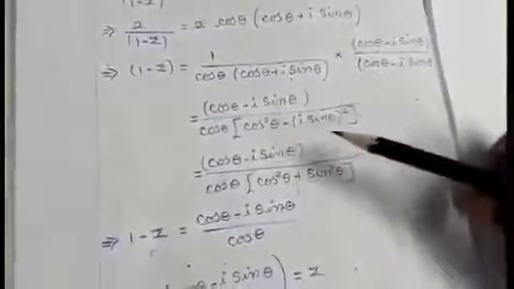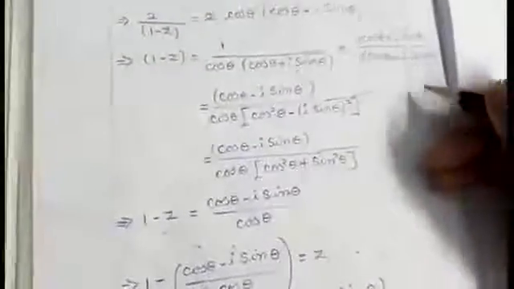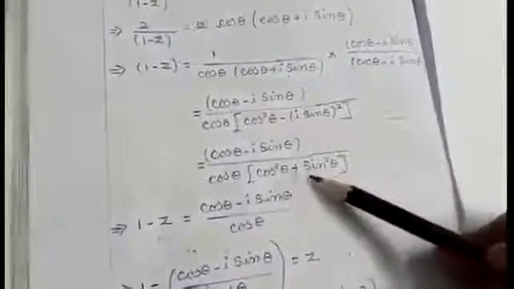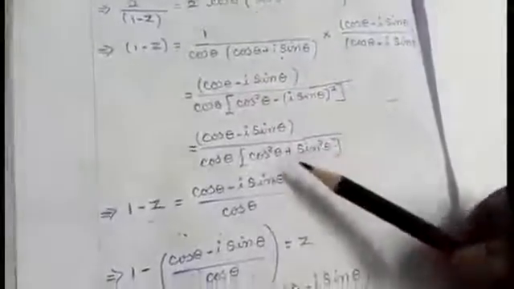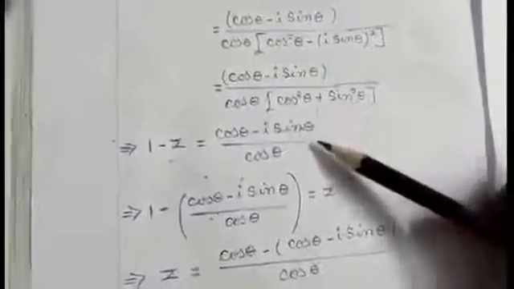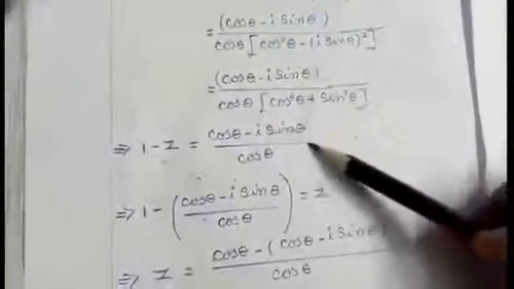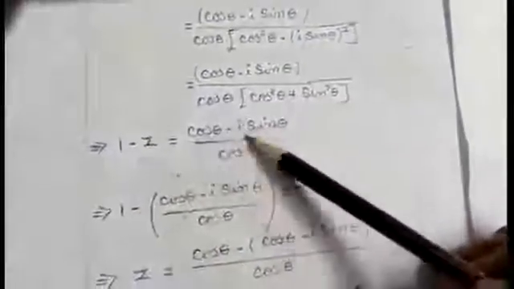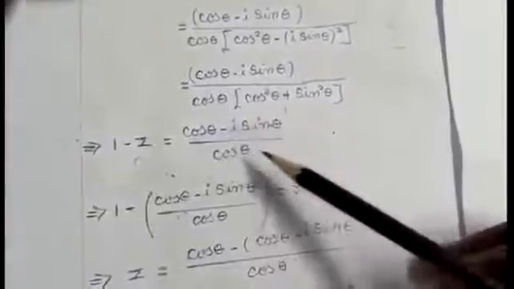So what is the value for i square here? The value for i square is nothing but minus 1. After doing this calculation, I will get cos square theta plus sin square theta. Cos square theta plus sin square theta is a trigonometric identity whose value is 1. So after simplification, I get the final value as 1 minus z equals (cos theta minus i sin theta) divided by cos theta.